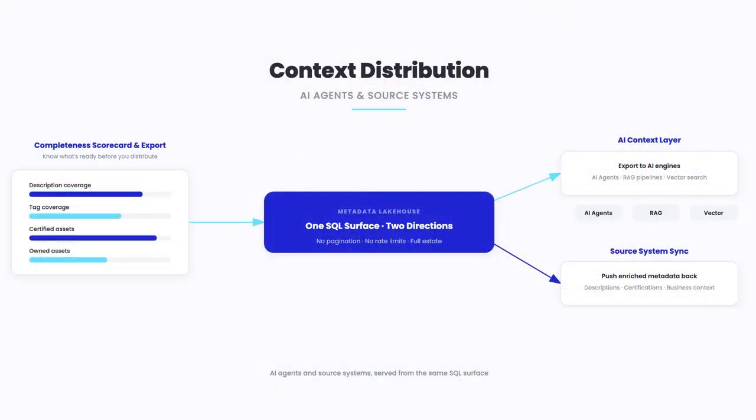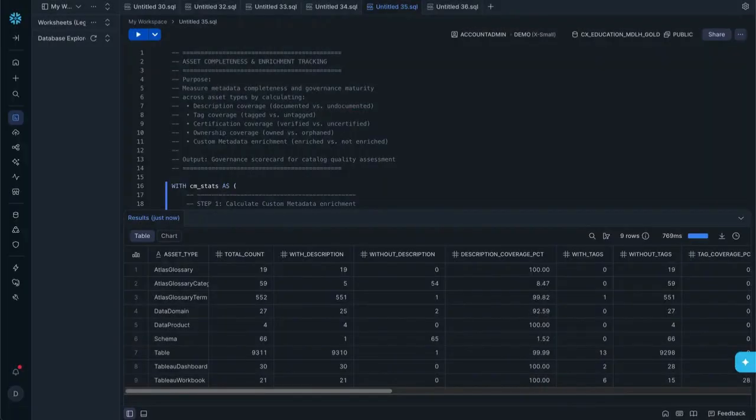The next is context distribution, getting our enriched metadata out of Atlan and into the systems that depend on it. There are two destinations for that context. The first is AI. Before we can feed metadata to Snowflake Cortex, a RAG pipeline, a vector search system, or any other AI engine, we need to know which assets are actually well documented. The Lakehouse lets us run a completeness scorecard across our entire estate. Description coverage, tag coverage, certified assets, owned assets, broken down by domain or asset type. So we know exactly where to focus enrichment sprints before we export.